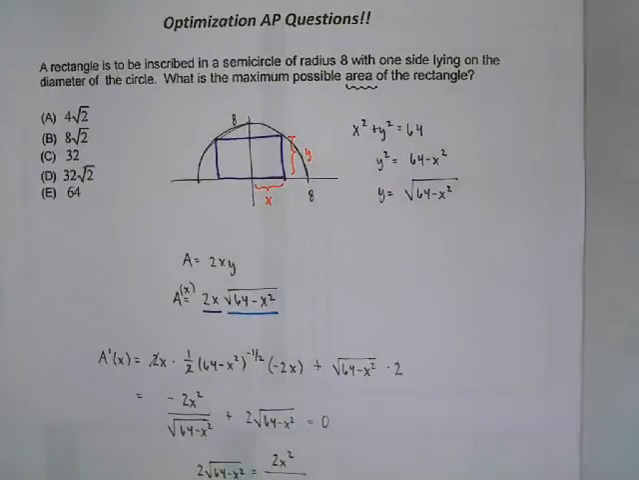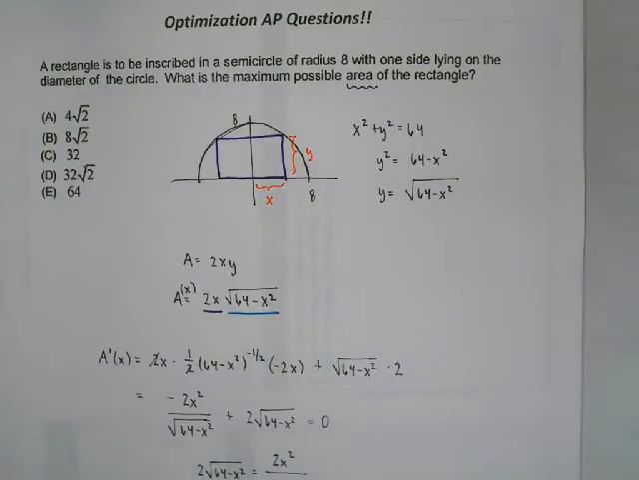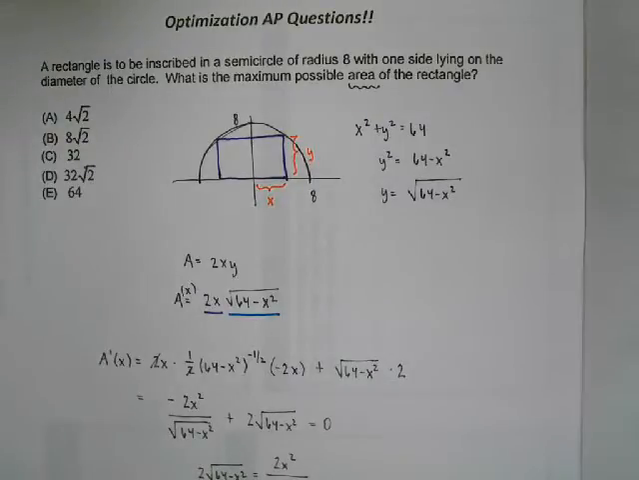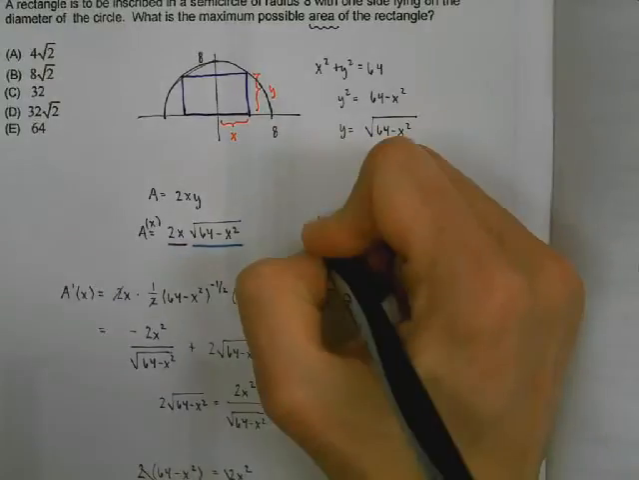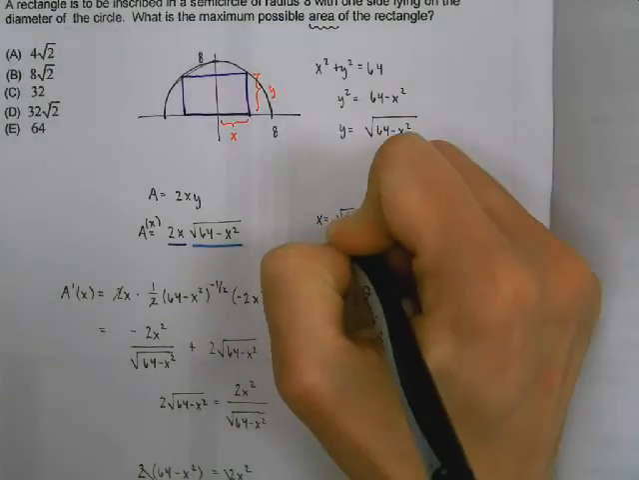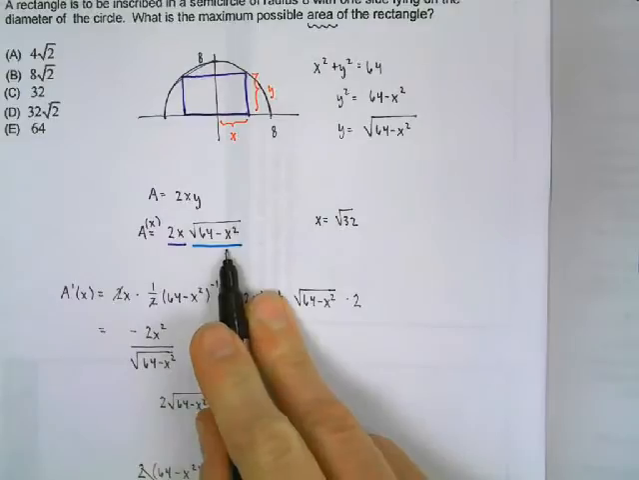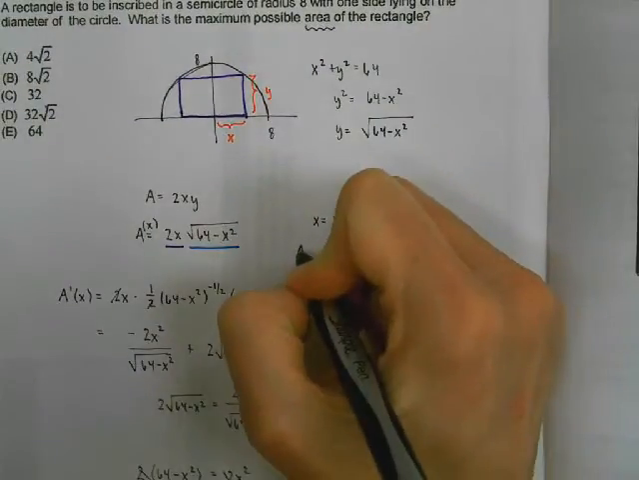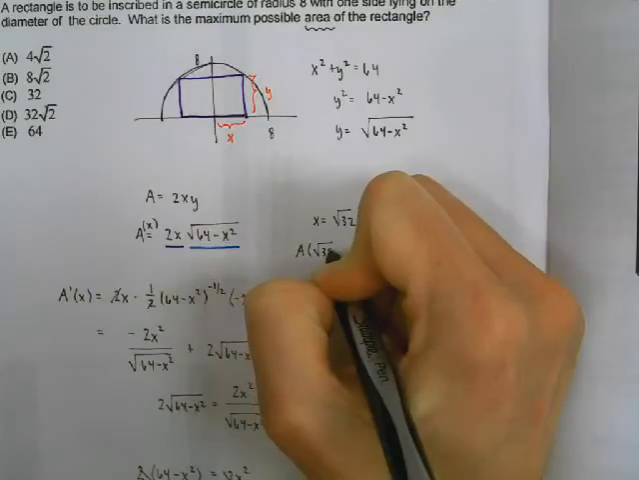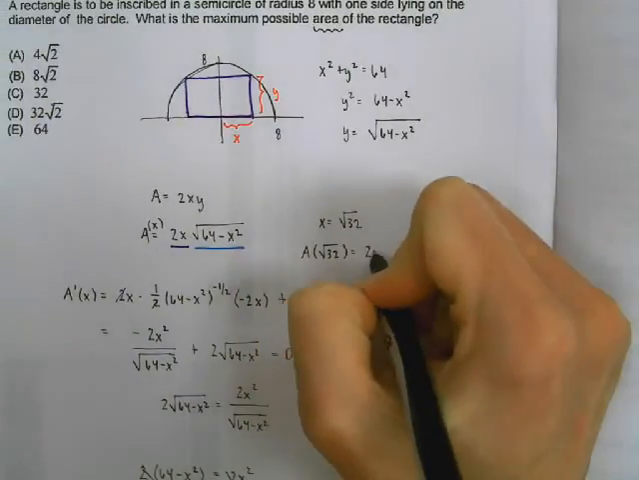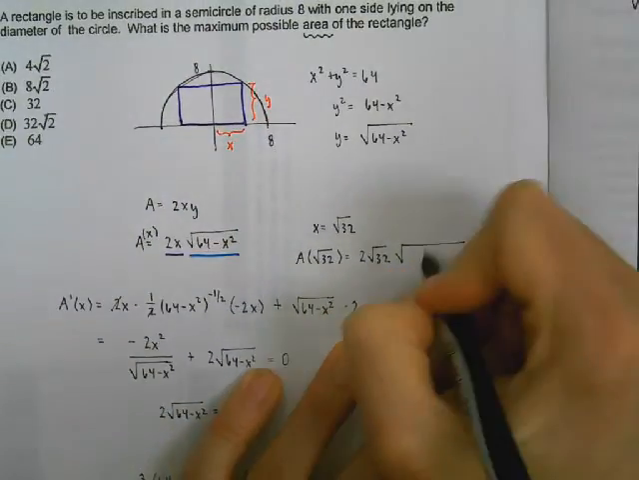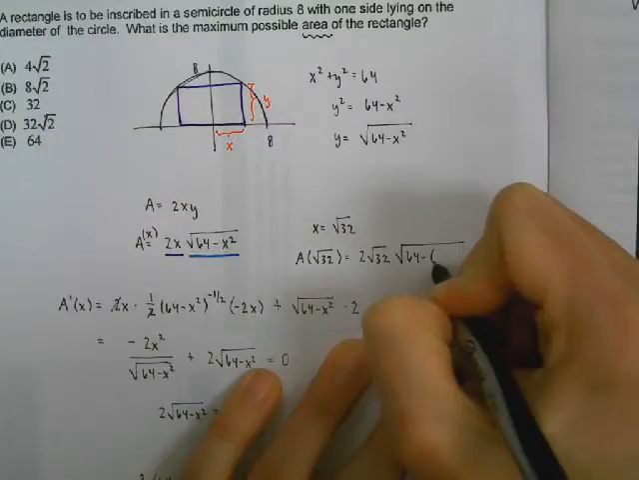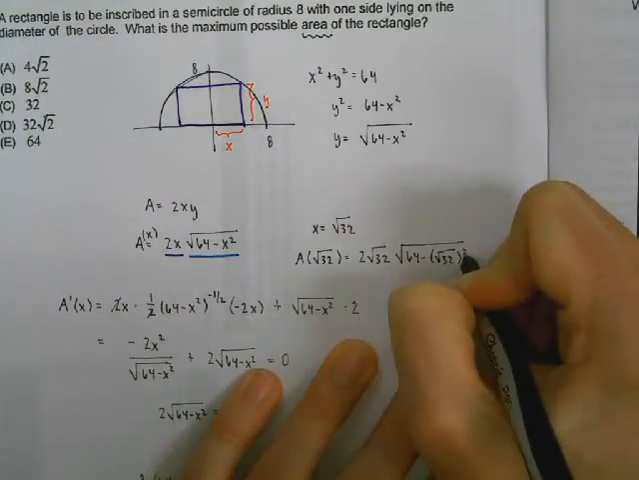So the question is asking us to find the area. So I'm going to go ahead back to my area formula and plug in my value that we found for x. So we said x was equal to, and I'm actually going to leave it as square root of 32 to make plugging it in a little bit easier. So now if I take the area of root 32, it is 2 times the square root of 32 times the square root of 64 minus root 32 squared.